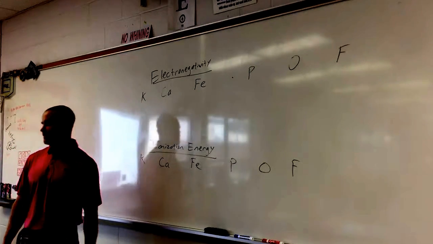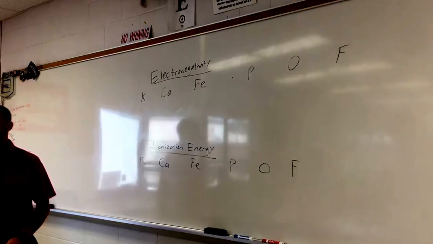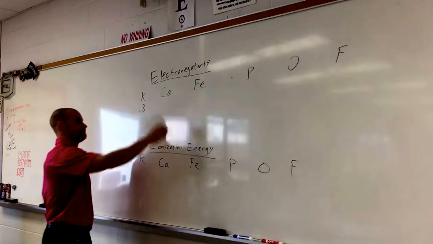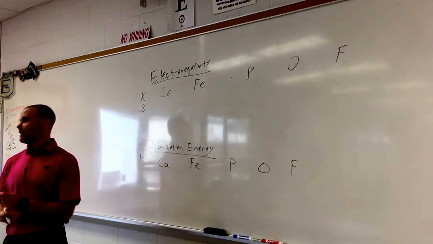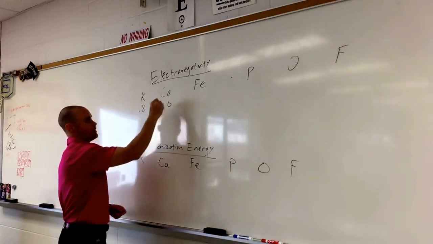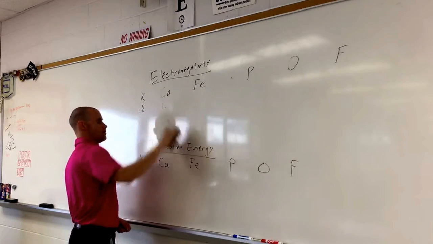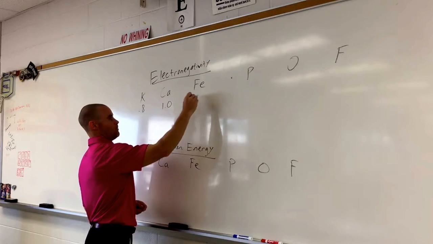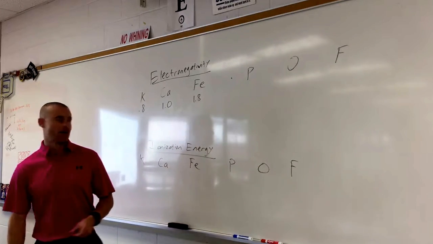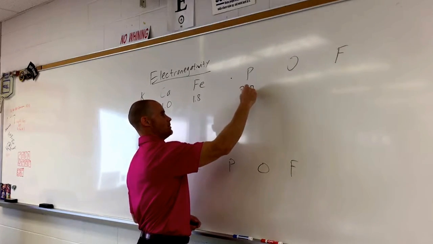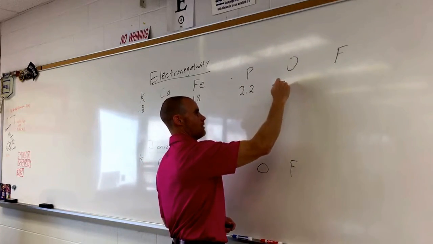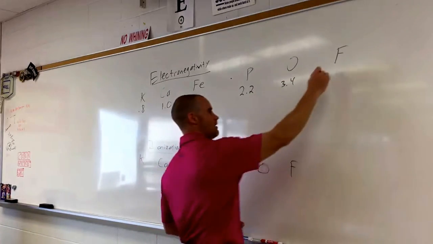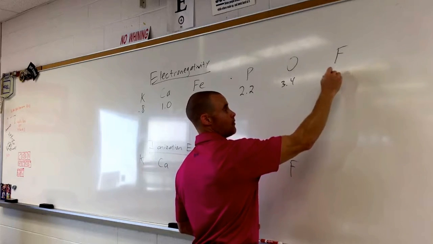Electronegativity for K. Caitlin Hall. Point what? Point E. Ca, Raquel. 1.0. Fe, Brian. 1.8, good. P, Ben King. 2.2. Oxygen, Ryan. 3.4. And fluorine, Amber. 4.0, right.